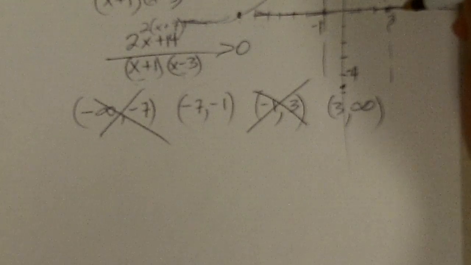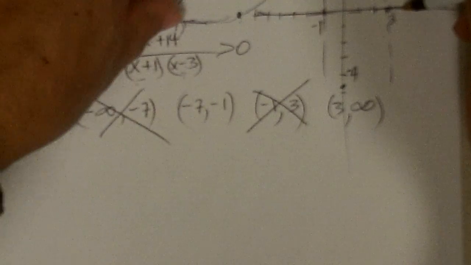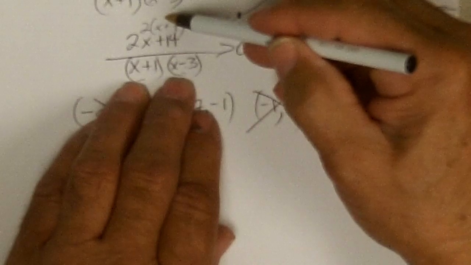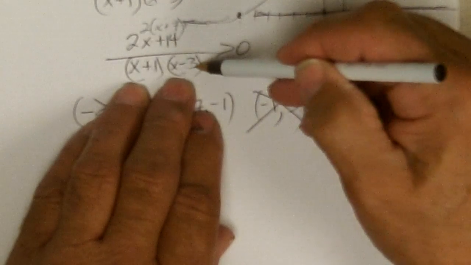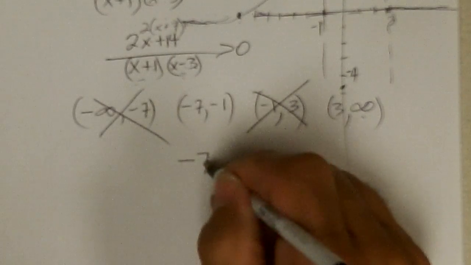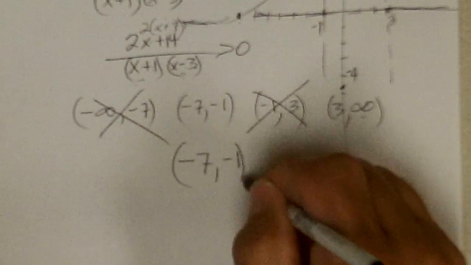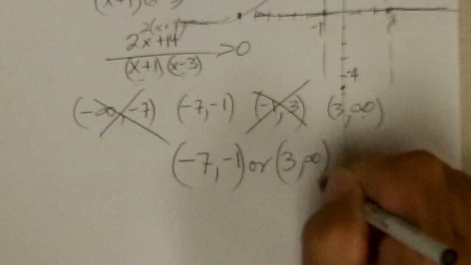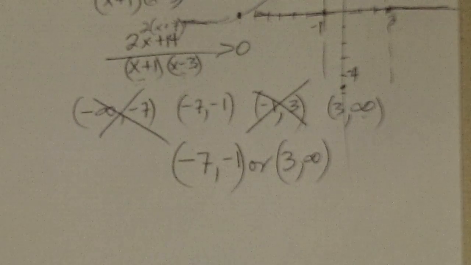If I put in 4, I could put it in here or check it in here, but let's check it here. 4. This would be positive, this would be positive, this would be positive, everything's positive, so it's greater than 0, so we want that. So we went from negative 7 to negative 1, or from 3 to infinity. Okay?